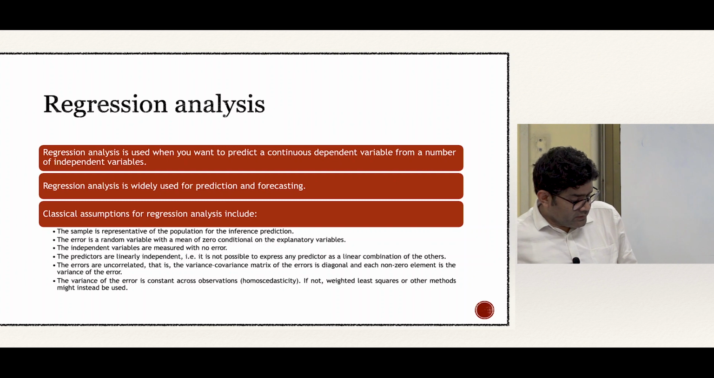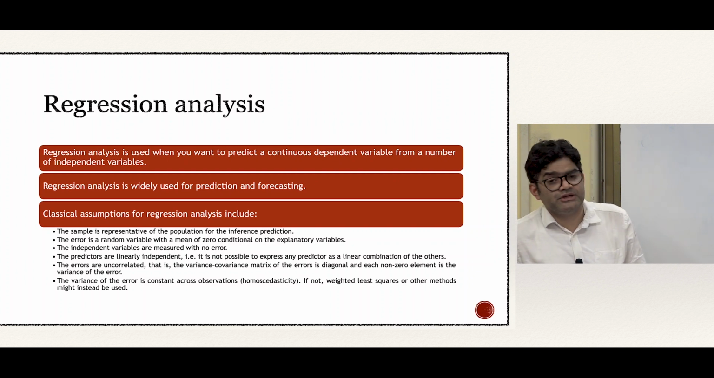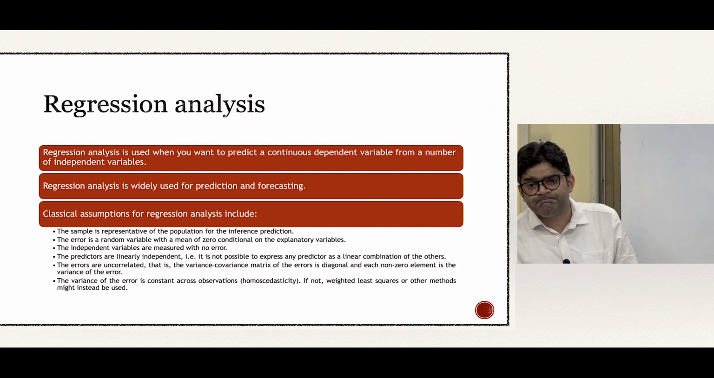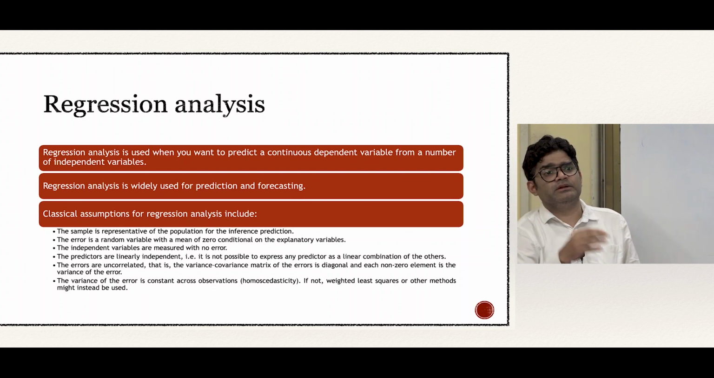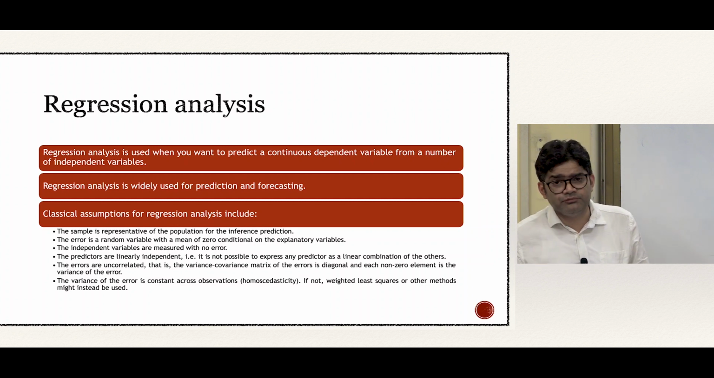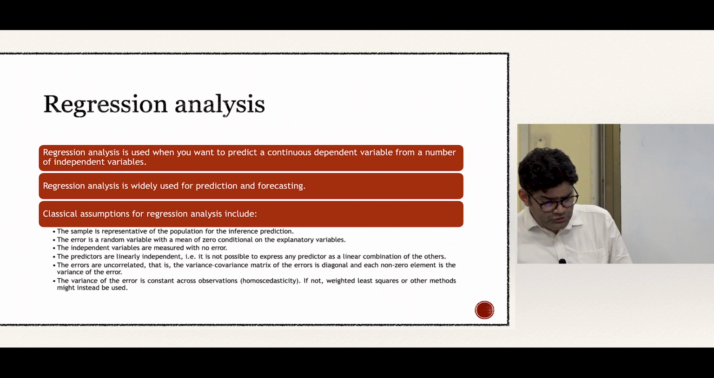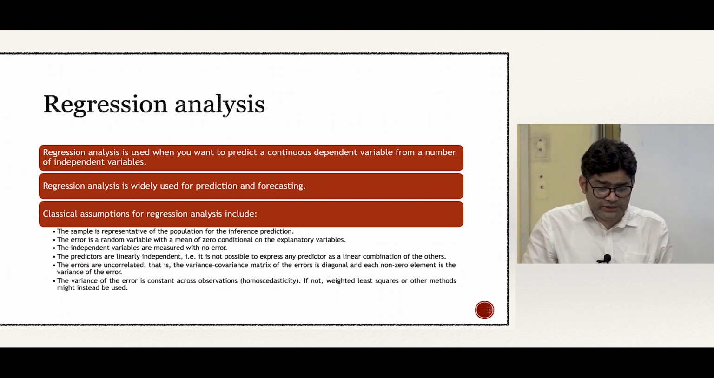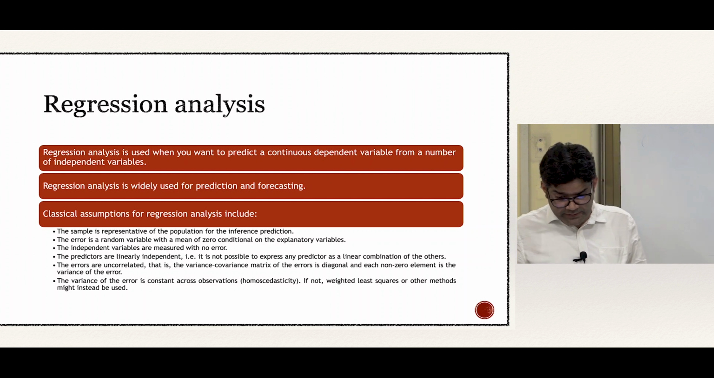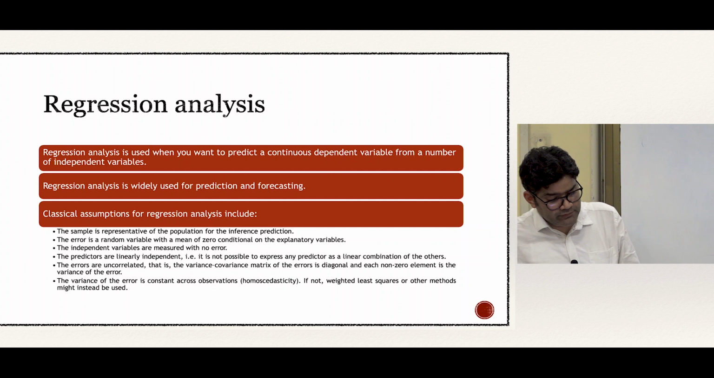Now, once we have got the correlation and we have checked the causation using the testing of hypothesis, then we can have the mathematical model to predict the next outcome variable based on the input variables. Okay. So for that, we are using regression analysis. Regression analysis is used when you want to predict a continuous dependent variable from a number of independent variables.